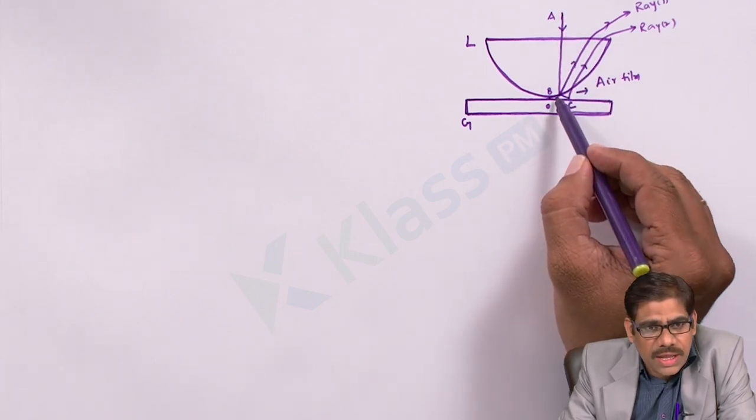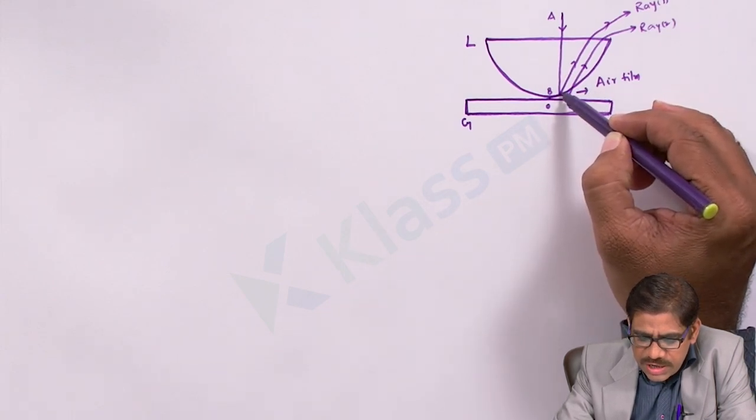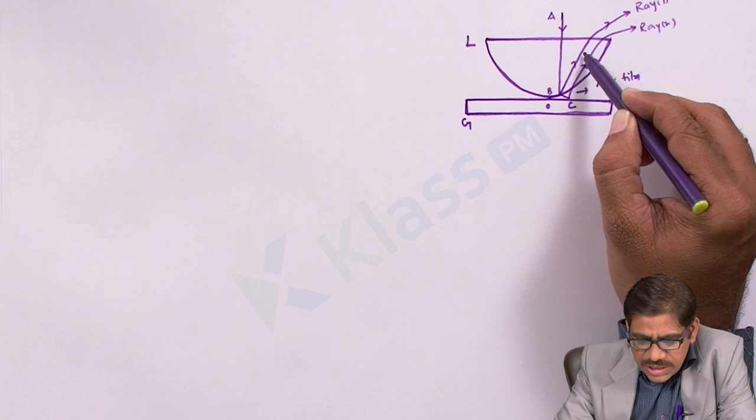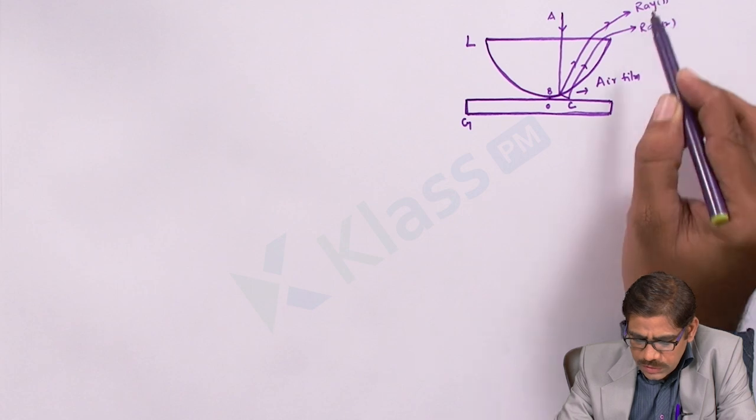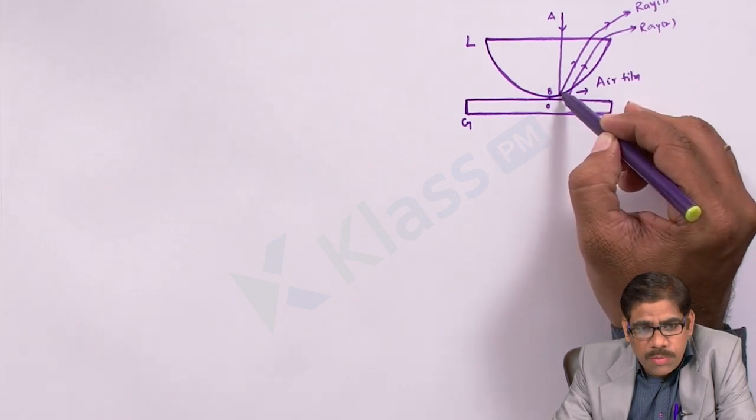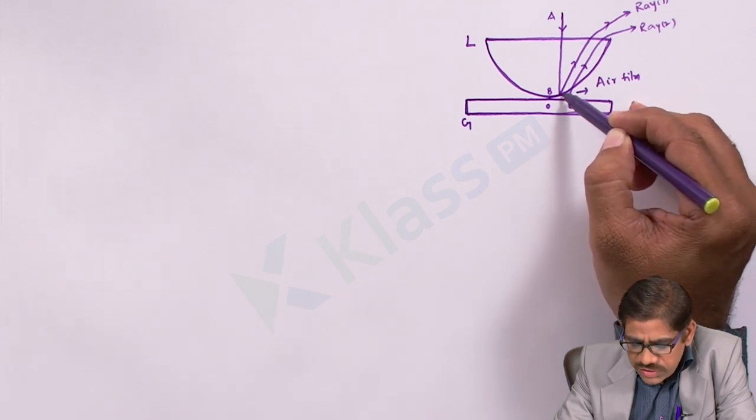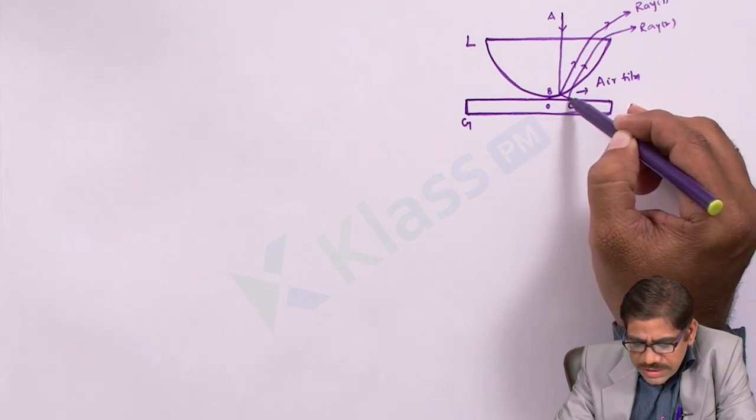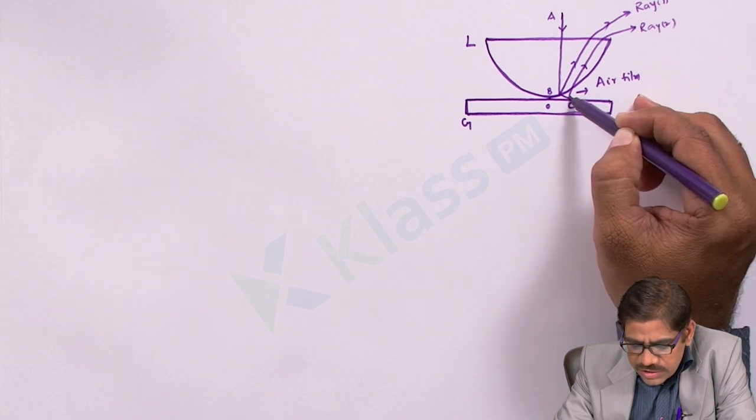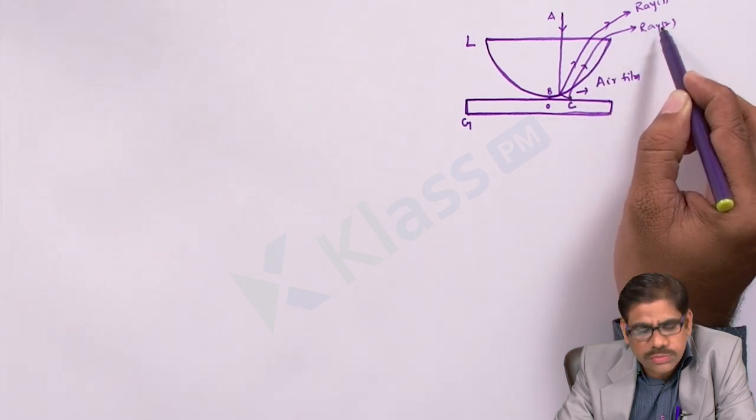This amount of light ray undergoes reflection, and this reflected light ray is transformed to form ray 1. And when the other amount of light ray at point B undergoes refraction because of the air film over here, that refracted ray reaches the point C, and from point C it is getting reflected back and forms ray 2.